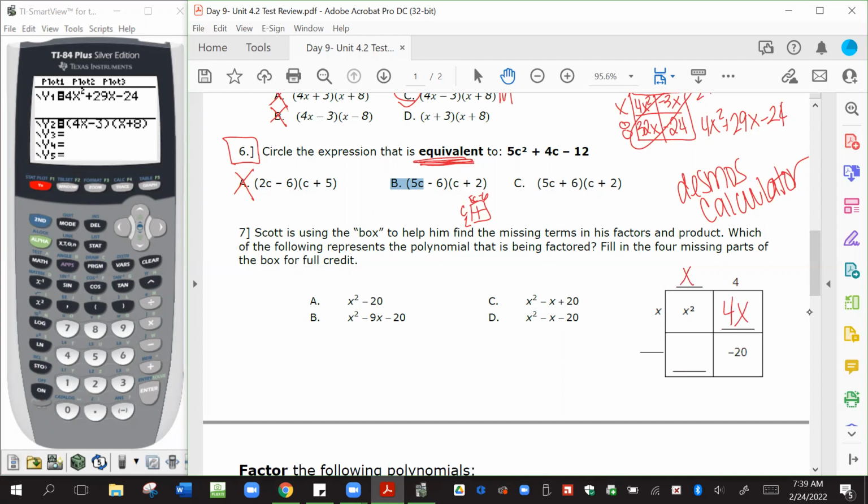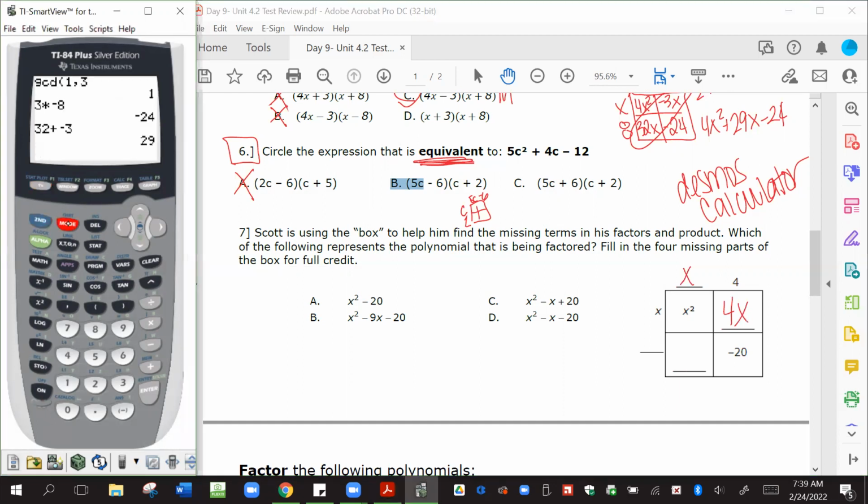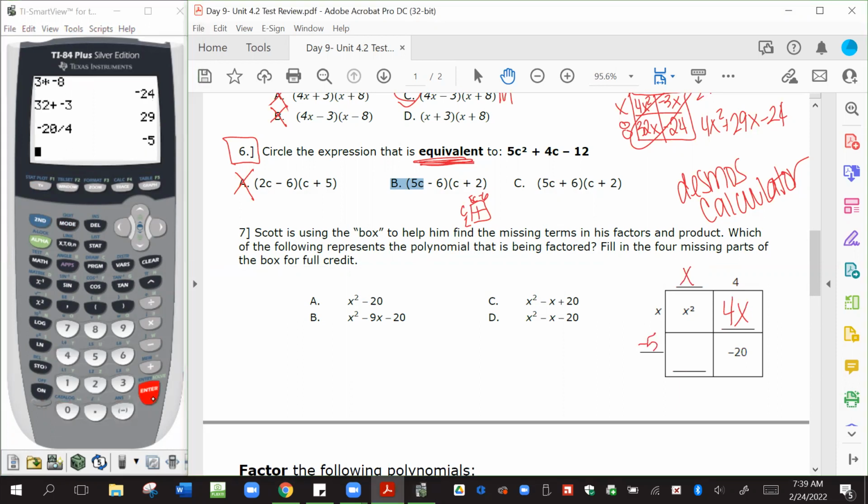Well, I can't do this one because I'm missing what's inside and what's outside, but I do know that 4 times -20, or I'm sorry, 4 times what would equal -20. The way to do that is you could go, what is -20 divided by 4? And you get a -5. And then to find the last piece, it would be x times -5, which would get you -5x.